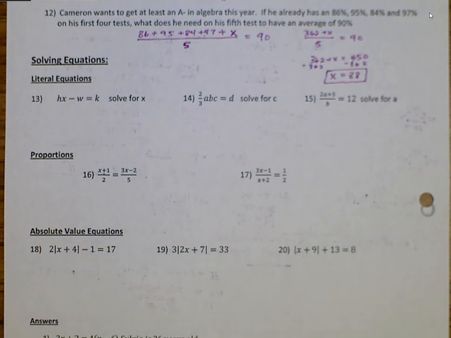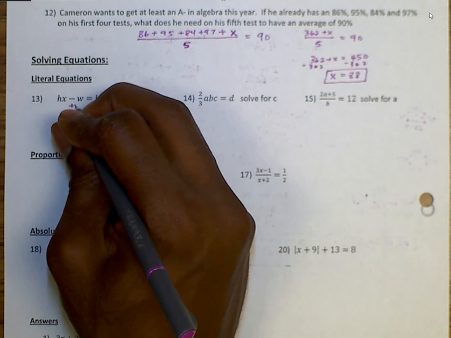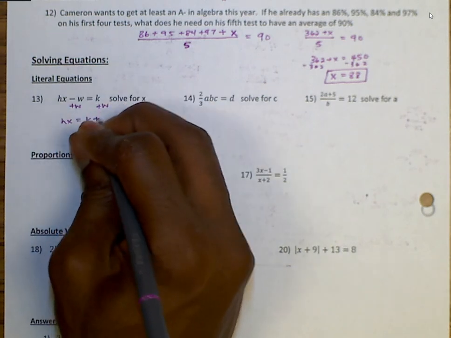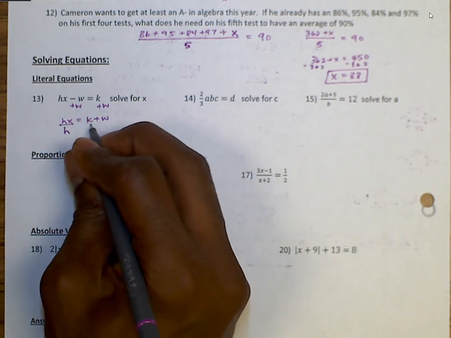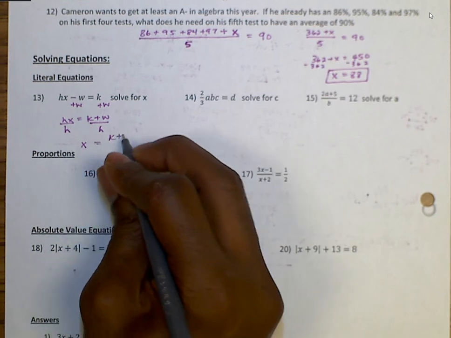Alright, last few problems here, solving literal equations, just solving for x. Trying to get x by itself, our first step here would be to add w to both sides. And so we'd have hx equals k plus w. Trying to get x by itself, divide by h. So x equals k plus w over h.